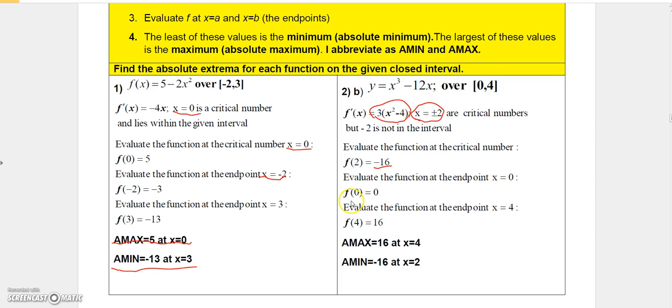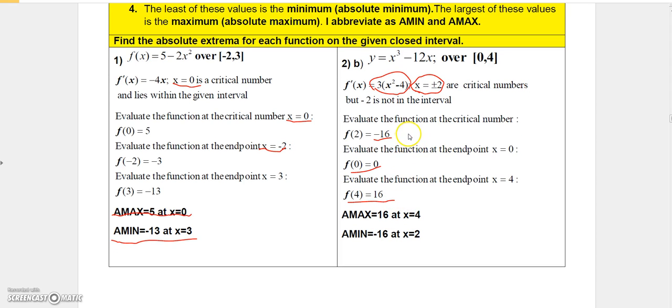Evaluate at 0, and I get 0. And evaluate at 4, and I get 4 cubed minus 12 times 4, which is 16. So if you look at this, the largest number is 16, so that's my absolute max. And then the smallest number is -16, and that's going to be my absolute minimum.